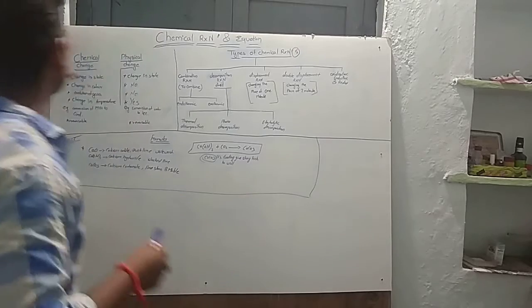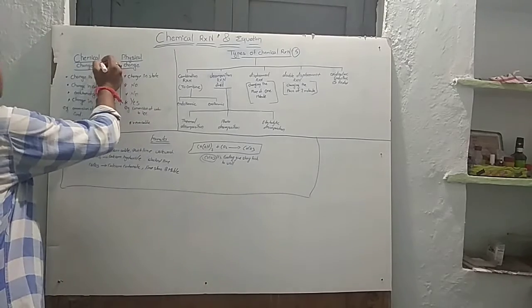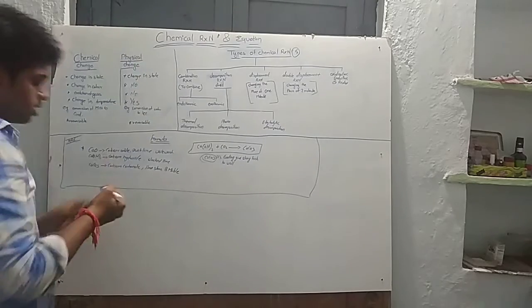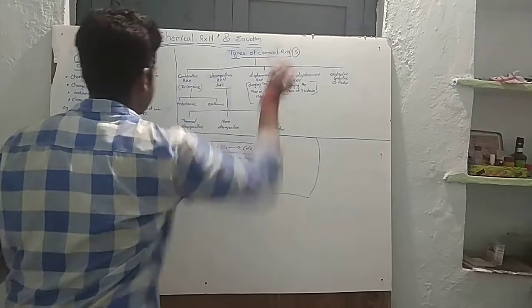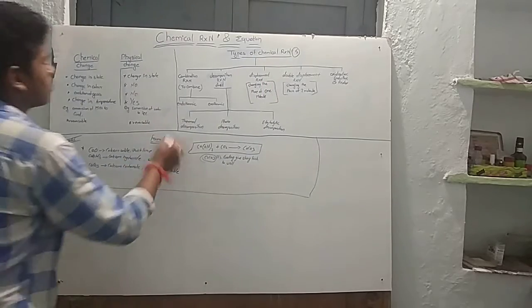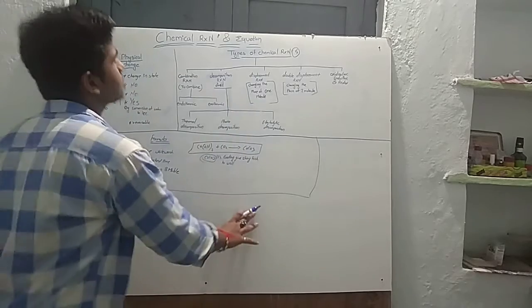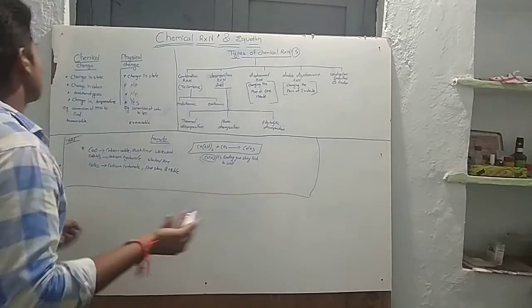We will take an overall review of this chapter with three topics. First, chemical change. Then we will see what is physical change, and then types of chemical reactions, and after that some important formulas. So in this lecture we are only going to cover these topics, and in the next lecture we are going to cover other topics.